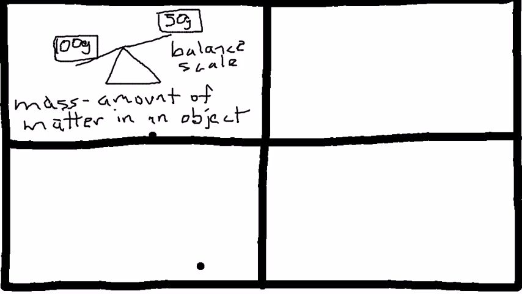So we have mass is the amount of matter in an object. It's measured with a balance scale using the unit grams, and we can tell that 100 grams is more mass than 50 grams by the way that the bar is tilted. Next, we're going to move on to volume. Volume is the amount of space an object takes up.